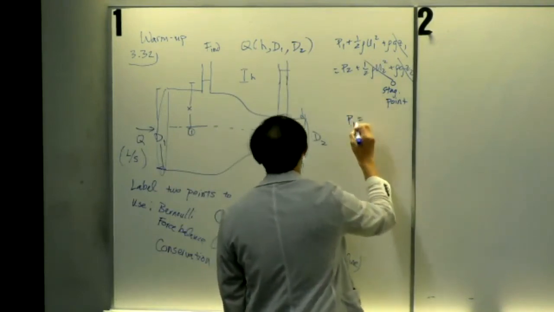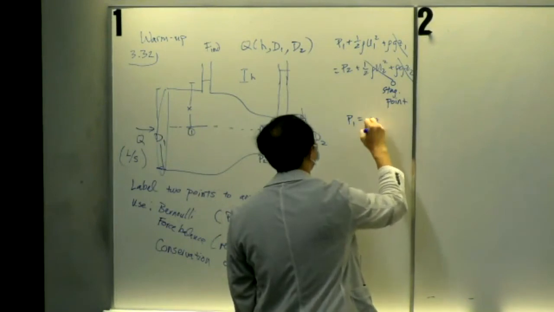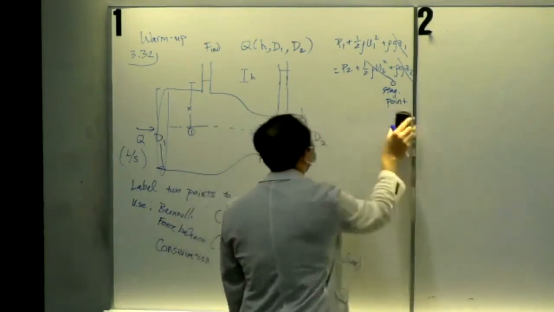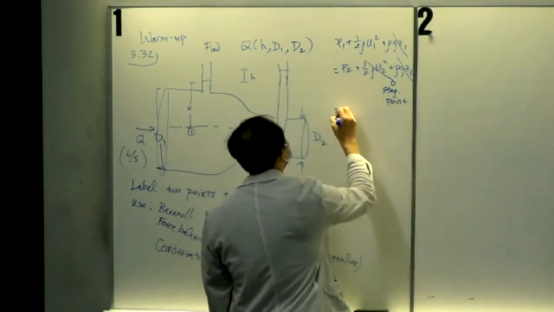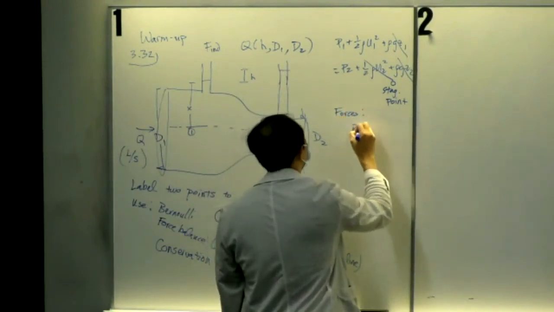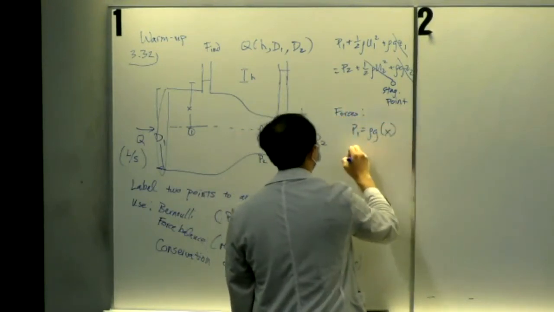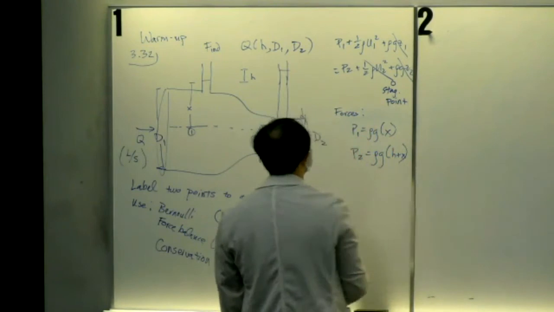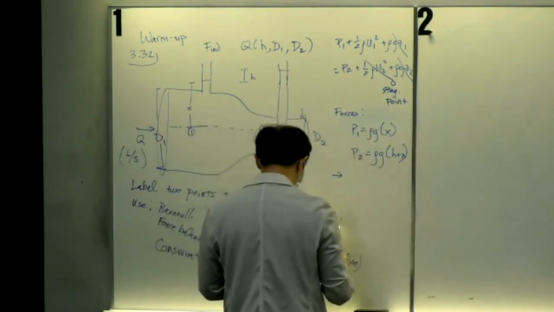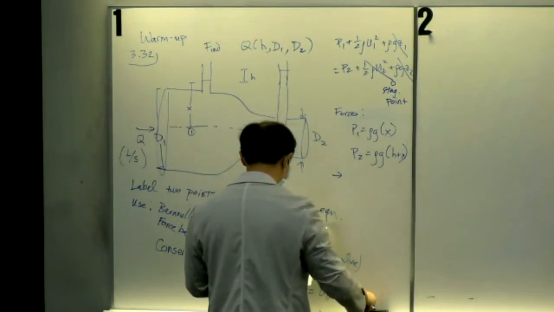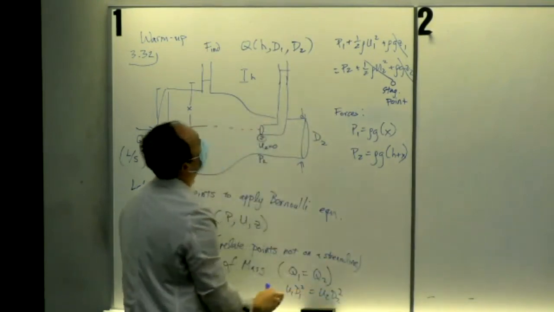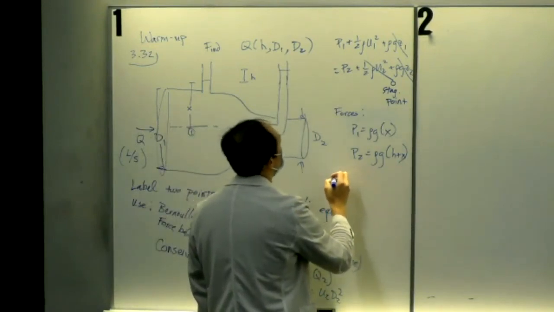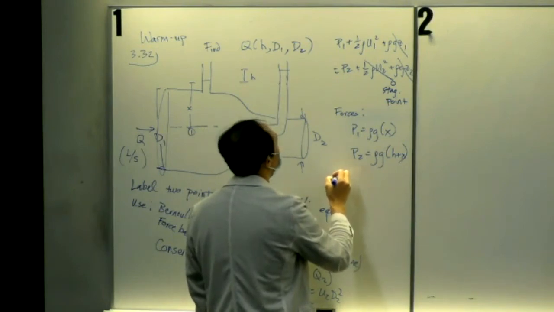And now you have P1 is equal to rho g H plus X. Oh, no, just X, sorry. So that's Bernoulli, and then force balance: P1 is equal to rho g X. P2 is equal to rho g H plus X. And then you just substitute it in, and you'll solve for U1. So let's see, we substitute in, and then we're good. Let's do it on the next board.